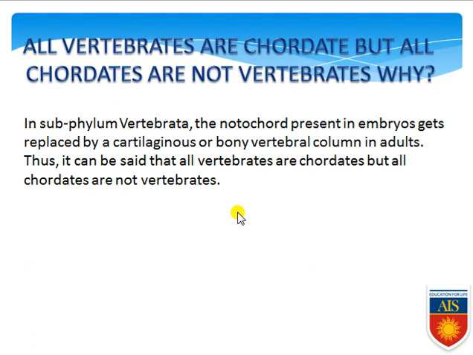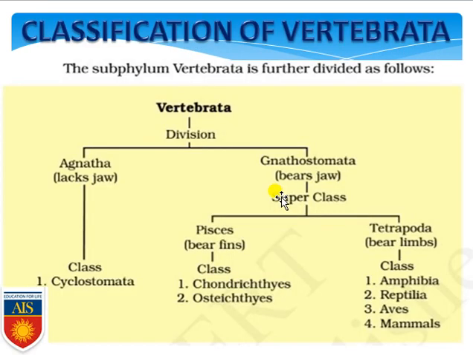So for that reason, for urochordates and cephalochordates the vertebral column is not getting produced, but for vertebrate organisms the vertebral column generally comes. So obviously we can consider that vertebrate organisms are chordates because they initially have the notochord, but chordate organisms are not vertebrates because for them the vertebral column is not getting produced. So this is the actual reason why all vertebrates are chordates but all chordates are not vertebrates.